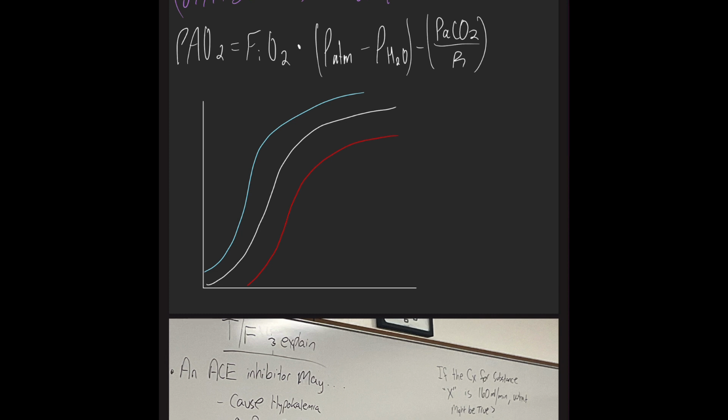So when our curves are shifted to the right, like the red, what are the causes of this? Increased CO2, acidity, or maybe even temperature. So we can see this happen in fever or exercise. We see an increase of 2,3-BPG. And then with the left side curve, we have a decrease of all the other things, right? Decrease of CO2, acidity, temperature, 2,3-BPG. This could be caused by alkalosis. It's seen a lot in hypothermia and fetal hemoglobin. And obviously the middle is just normal.